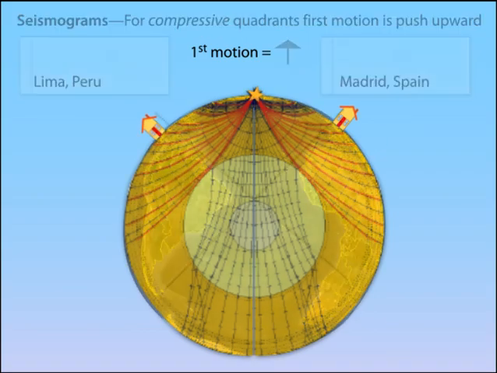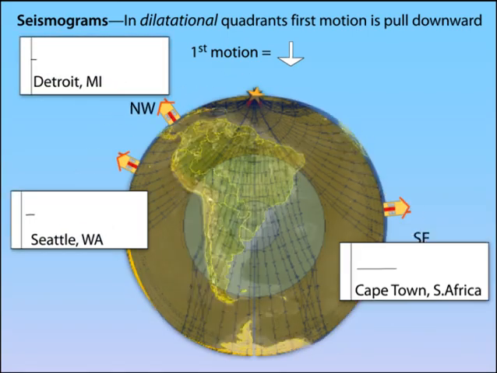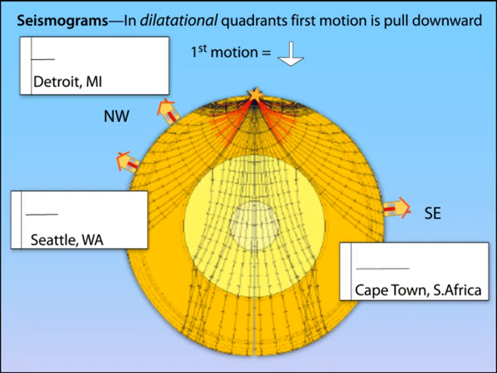The second cross-section will show P waves traveling to Detroit and Seattle in the northwest quadrant and to Cape Town, South Africa in the southeast quadrant. These will have dilatational first arriving P waves that are pulled toward the earthquake, observed as a downward vertical motion on their seismograms.